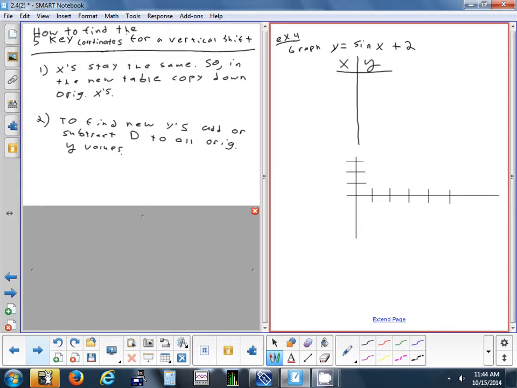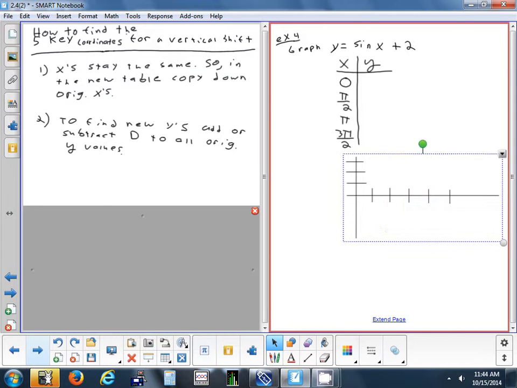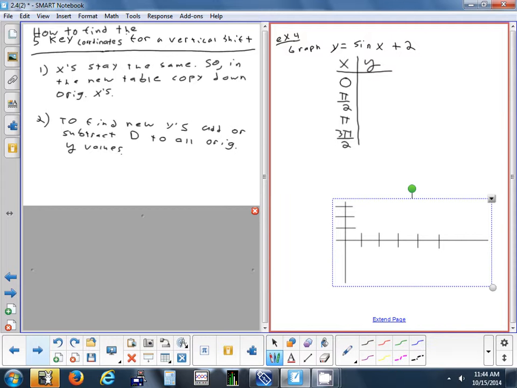What do they always start off with? Starts off with 0, 1. Okay, starts off with 0. And now the x's, those are the ones with the pies. Pi over 2, pi, 3 pi over 2, 2 pi. Right. 3 pi over 2 and 2 pi. It's just down.